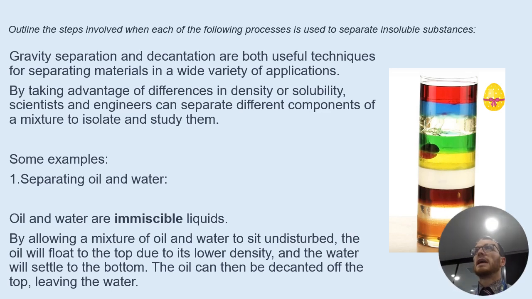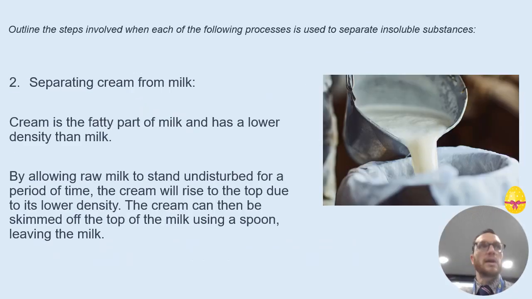We can, for example, we've got this density column that you can make at home. The little Easter egg there shows you how to make that at home using oil, sugar, colors, all sorts of things. So density column, yeah. So relative densities and immiscible layers. Immiscible, we use that term to describe liquids that won't dissolve in one another. Separating cream from milk is one example.